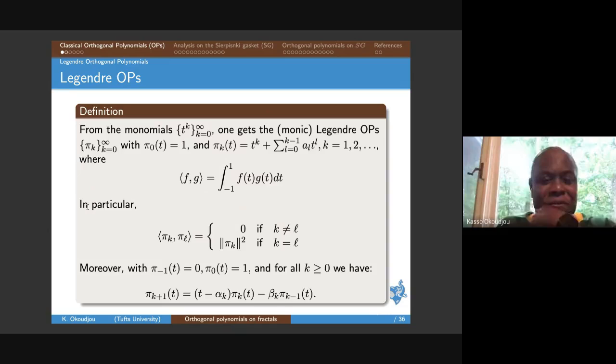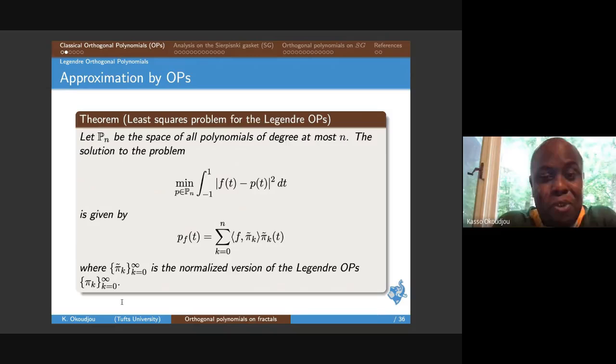All right, so this is just defining the Legendre orthogonal polynomial. I was pointing out the three-term recursion formula at the bottom right here. One of the interesting things about orthogonal polynomials is that you can get them from an approximation point of view. So if you let Pn be the space of polynomials of degree at most n, and you want to find the approximation of an L2 function in this norm, the polynomial of degree at most n that's closest to f, then to get it, all you have to do is project your function onto the orthonormal Legendre polynomials. This is something very classical and very easy to derive.